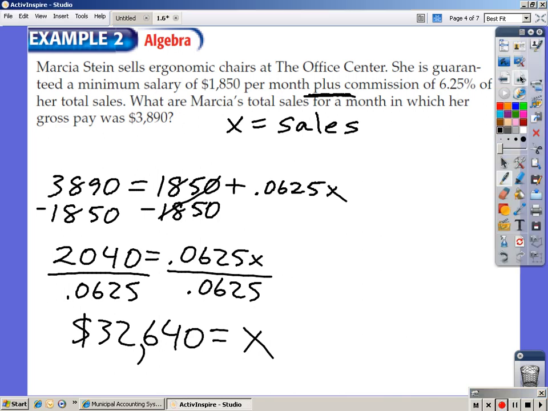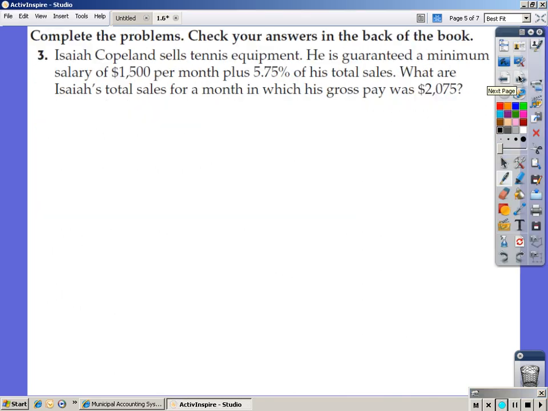So let's take a look at the next problem in your homework, problem number 3. Okay, you all try this right now and press pause while you're working it, play when you're ready to move on.